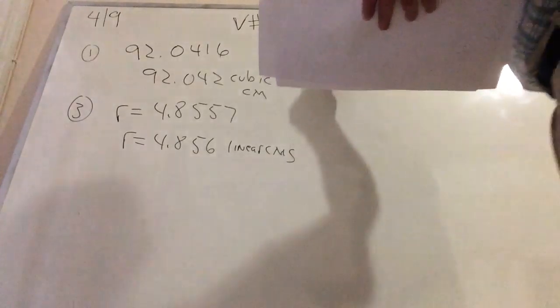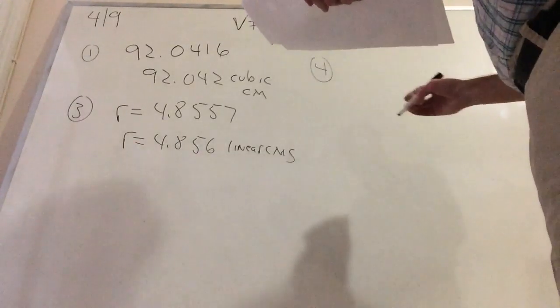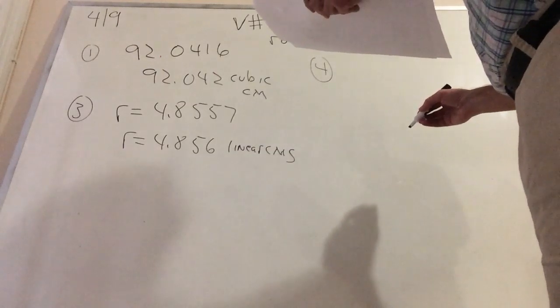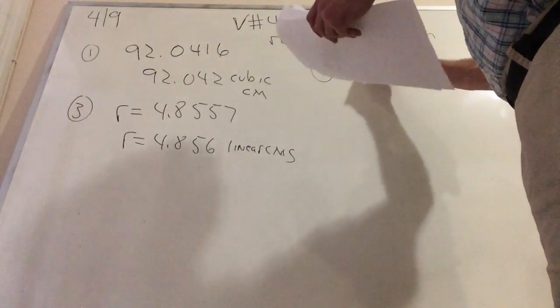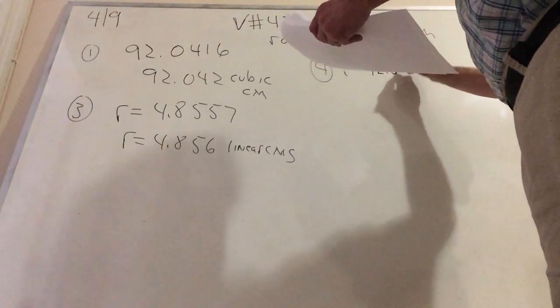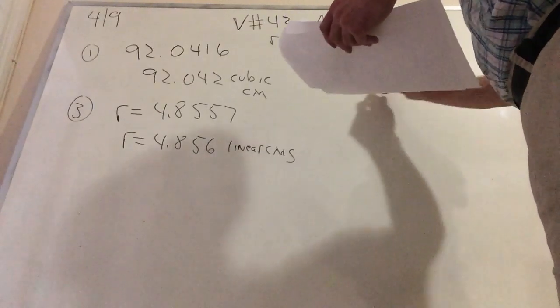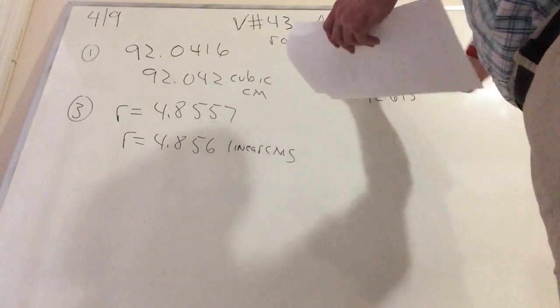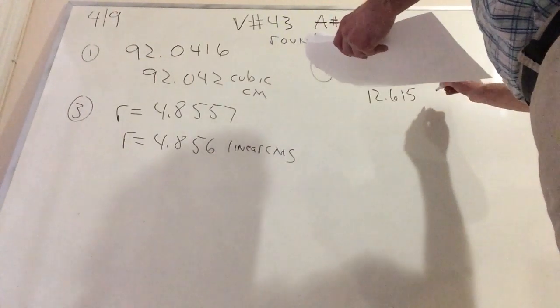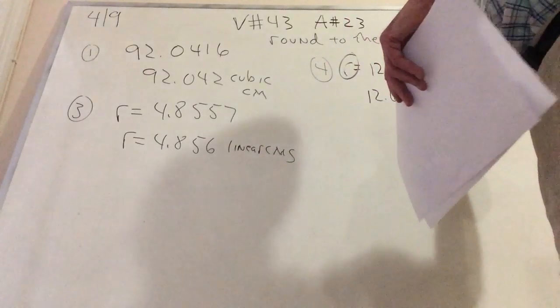And number 4, again, I came up with R equals 12.6156. Again, to the thousandth would be 12.616, and since radius is always linear, it would have been linear centimeters.